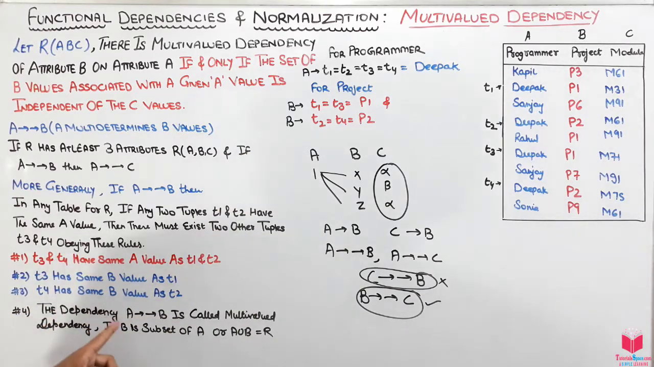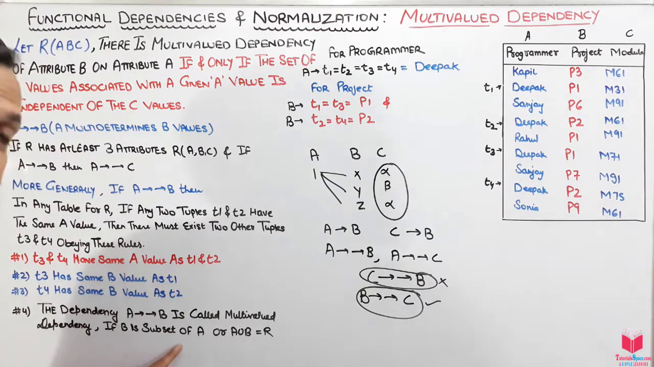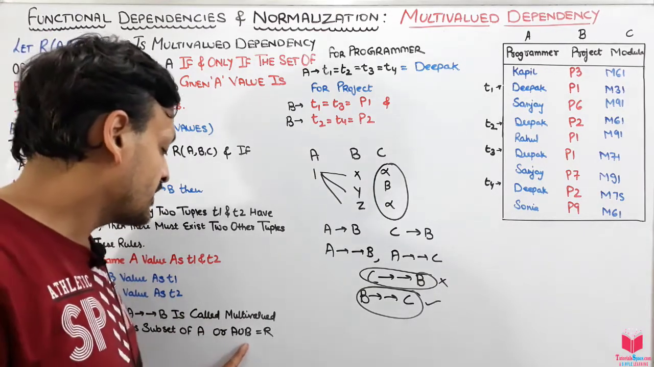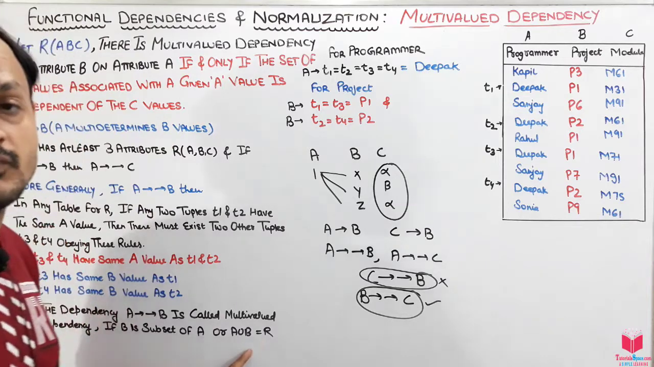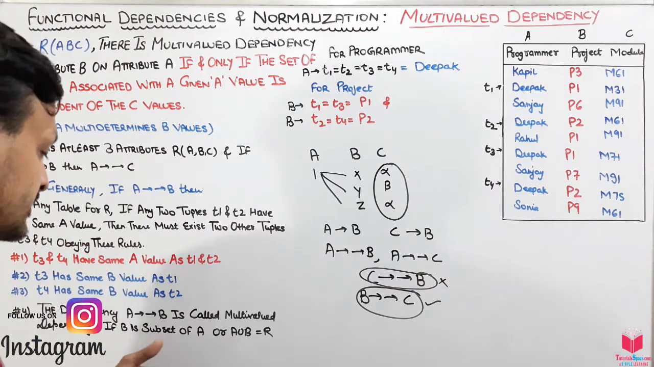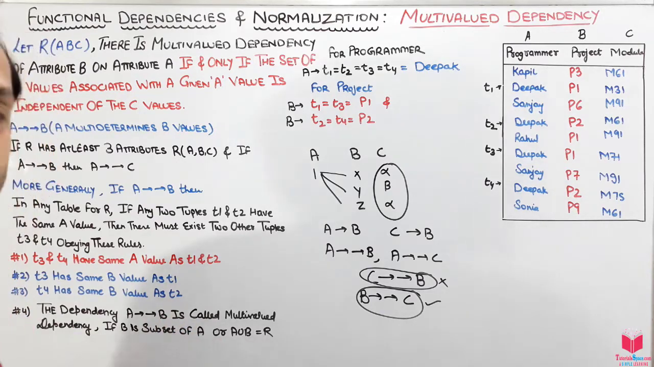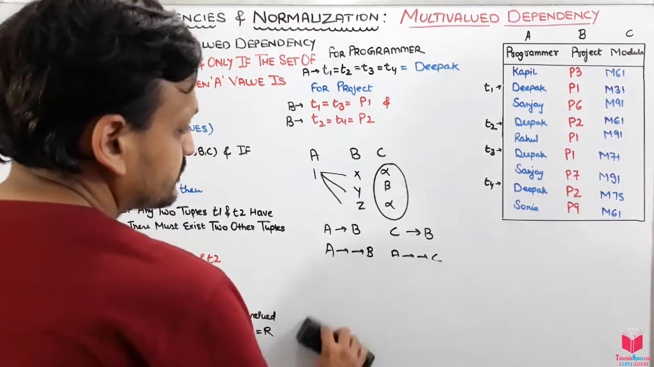The dependency A multi determines B is called a multi-valued dependency if B is a subset of A or A union B is equal to R. If we find that, it is a multi-value dependency. Okay guys, let's take an example. It will make all the points clear.